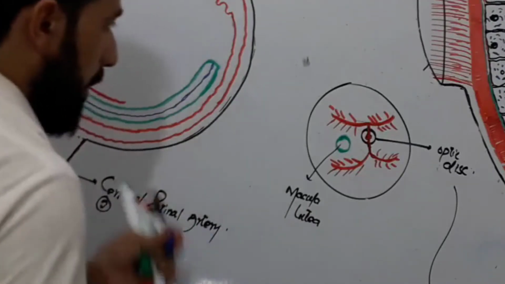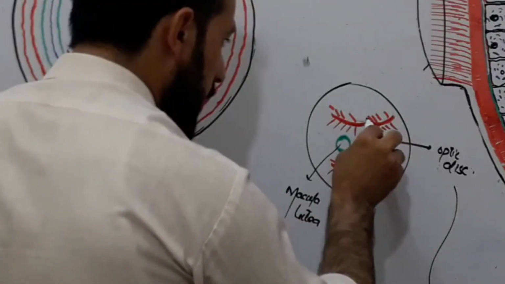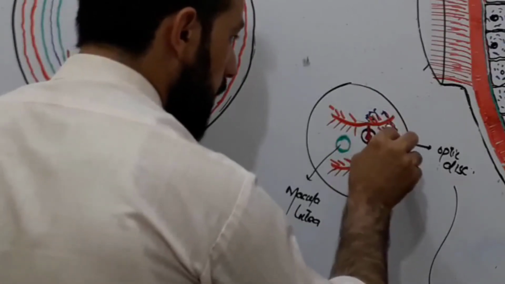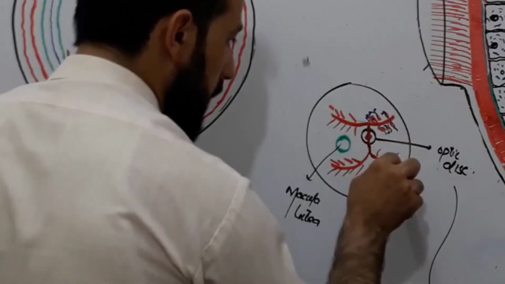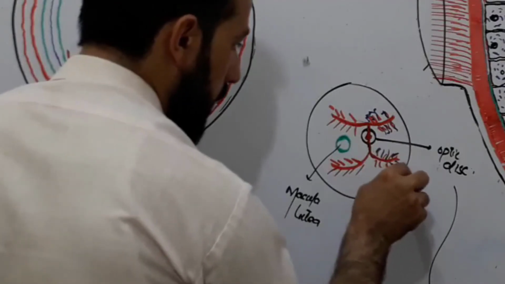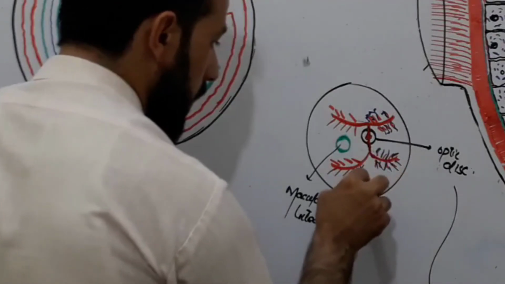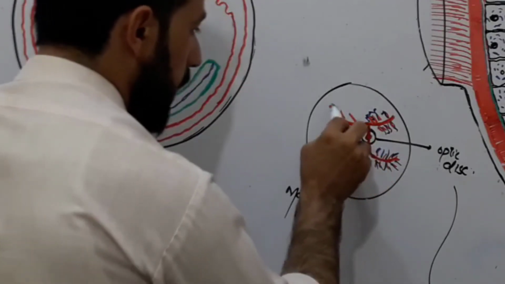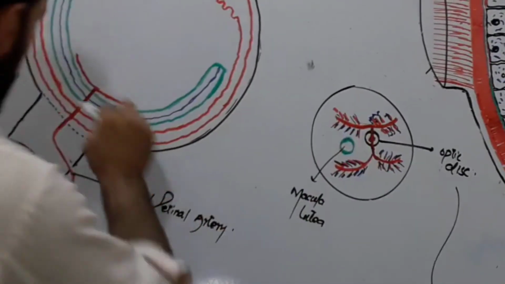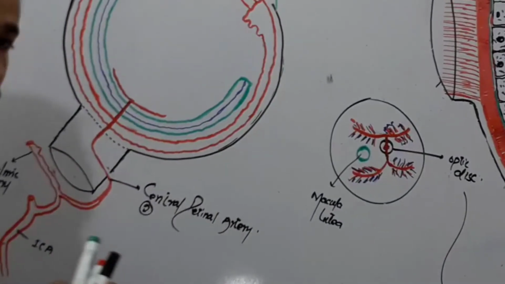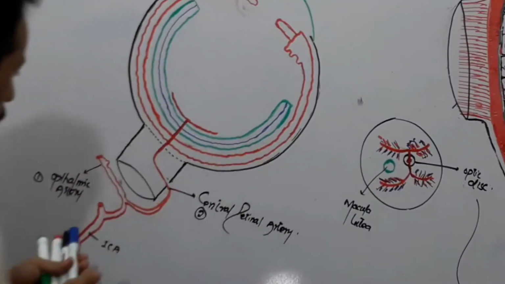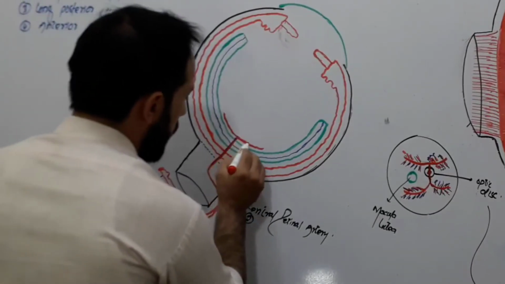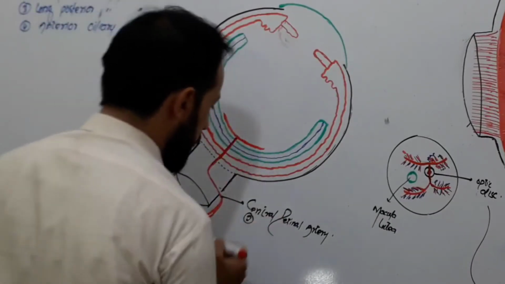Now what will happen? At the end they will join the venous capillaries, and they will come out, and then we will see that in the venous drainage of the eye. I will show all these veins also. So they will come out as the central retinal vein. We are not concerned with that, we will discuss it later. So look carefully, this is your central retinal artery.